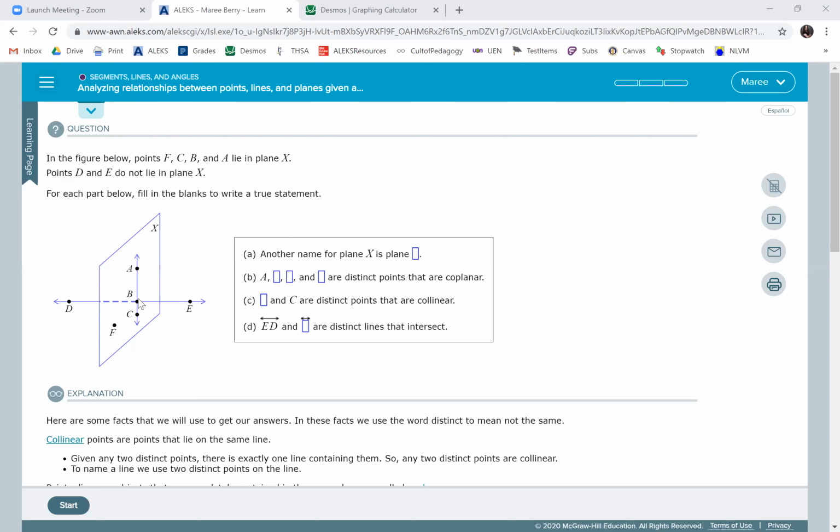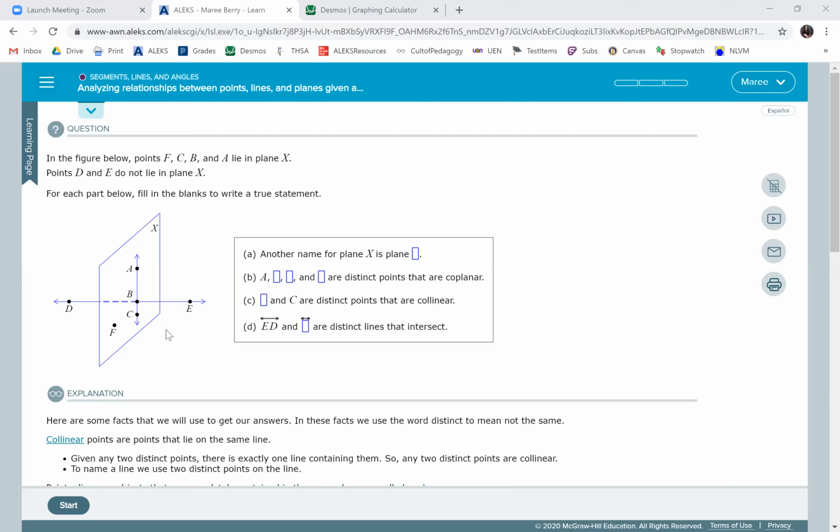Now, this line AB is actually in the parallelogram. This line DE, if you can see, it's not exactly in the four-sided figure, it's coming outside of it. And so that one would not be in the plane. So you've got to be able to use your visual quite a bit.